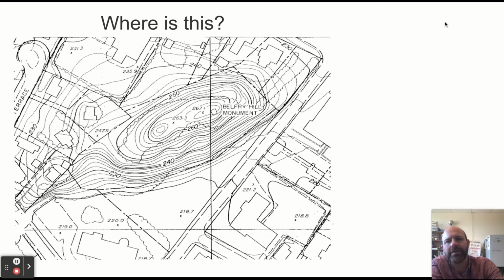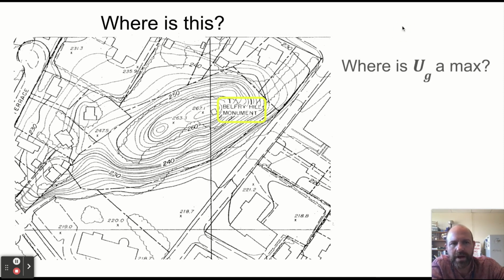We're going to start with this. This is a topographic map. Where is this? I don't know if you can tell. Belfry Hill Monument. So that's right here in Lexington, not that far from the high school. It's a hill. If we were to think about this hill, we might start by thinking, where would the gravitational potential energy be maximum? Well, if we look carefully here, we can see that there is a point labeled 267.1, which I think is feet above sea level. And that is going to be our highest point here on this map.